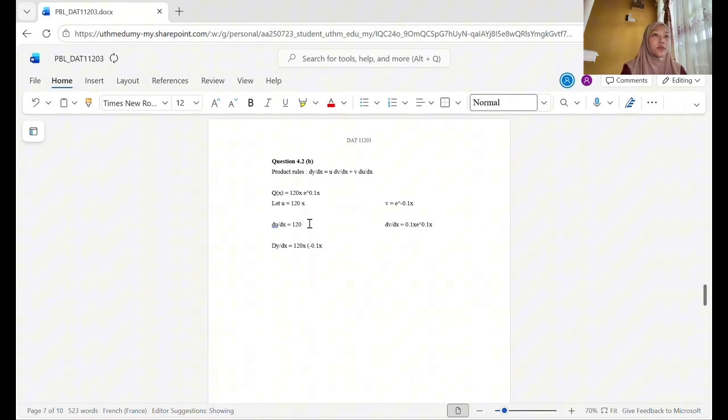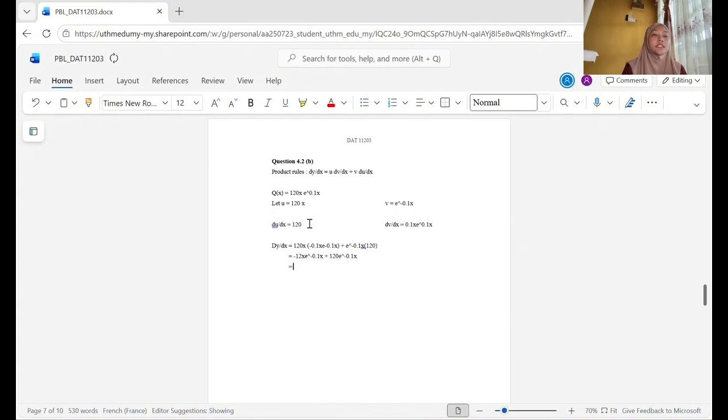For u equals 120x, the derivative is 120. For v equals e to the power of negative 0.1x, the derivative is negative 0.1 e to the power of negative 0.1x. After substituting into the product rule, we get dQ over dx equals 120x times negative 0.1 e to the power of negative 0.1x plus e to the power of negative 0.1x times 120.